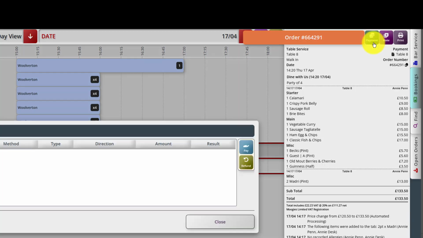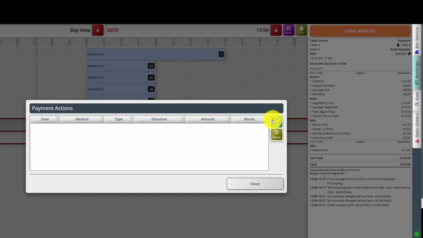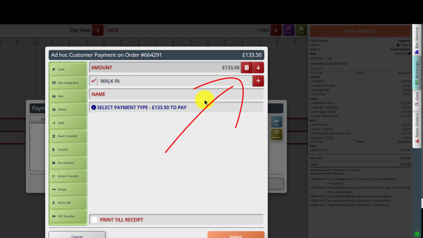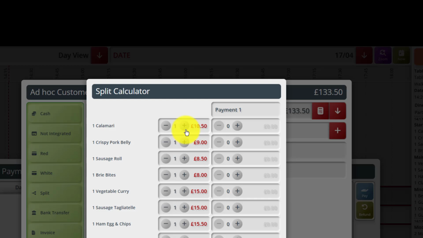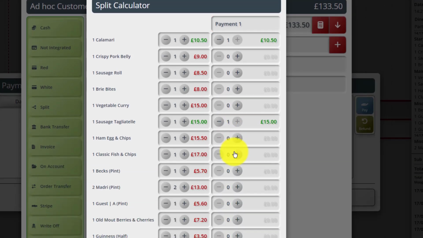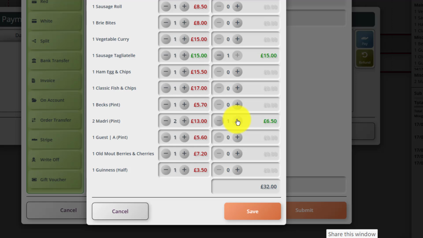So swipe left, click on payments and pay part of it off. Click on the split bill calculator and go down to take payment for the chap that's leaving and what he had. And where it says payment 1, you can even put the person's name if it helps. That brings the bill down for the other 3 to settle up when they leave.